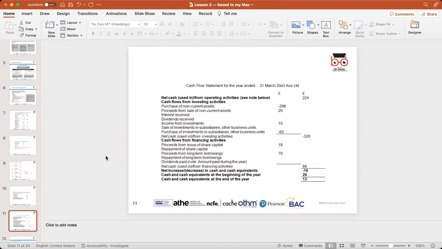Again, in the cash flow statement, net cash flow from investing activities: purchases, proceeds, interest received, dividends received, income received. All the cash received from different sources, sale of investments, purchases of investments, and then cash flow from financing activities: capital share, proceeds from long-term borrowing, repayment of long-term borrowing, dividends paid, and net cash.